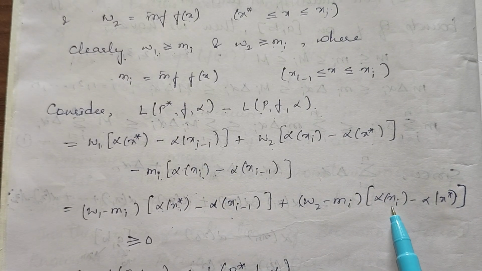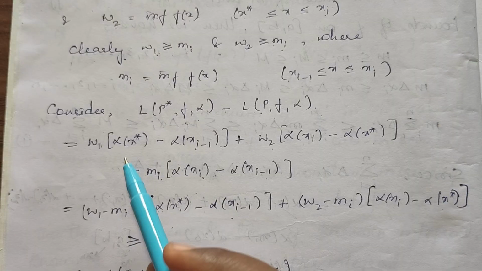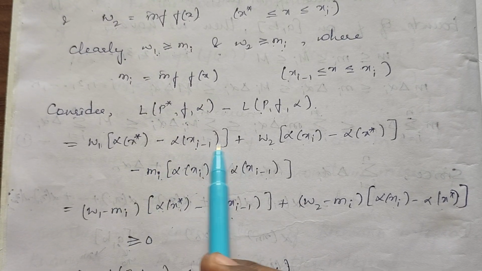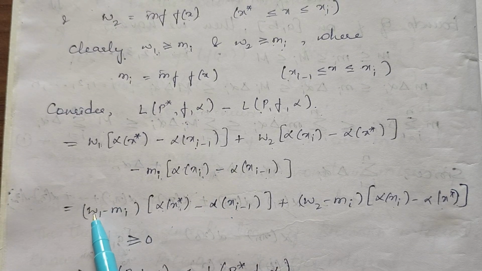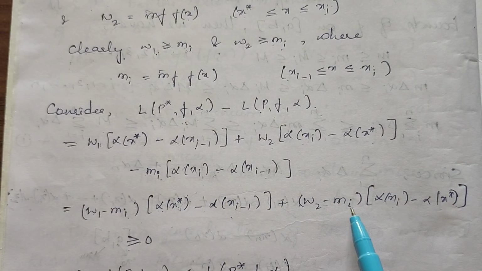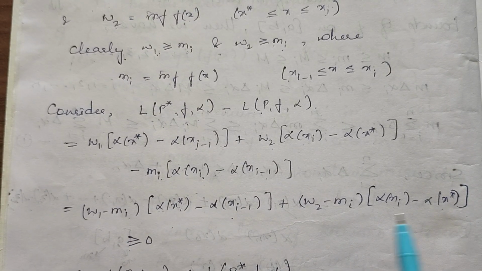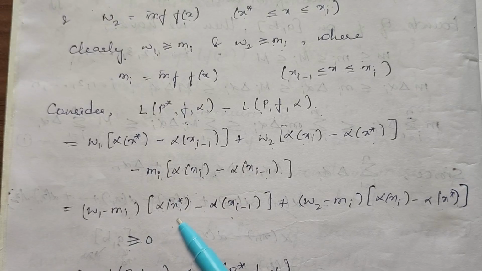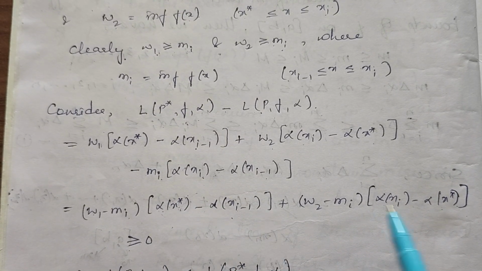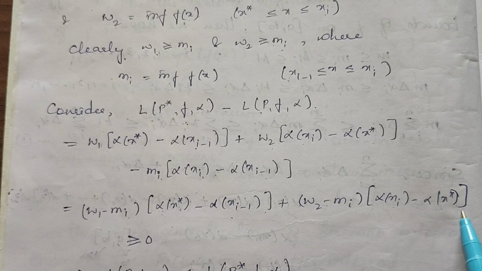So it will look like alpha xi minus alpha x star. When you take this term common, you will be left with W1 minus mi with this term plus W2 minus mi with this term. And obviously this term is greater than or equal to 0 because, since alpha is monotonically increasing, this term will be greater than or equal to 0. This term will be greater than or equal to 0.